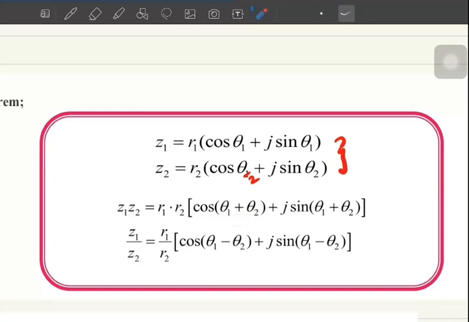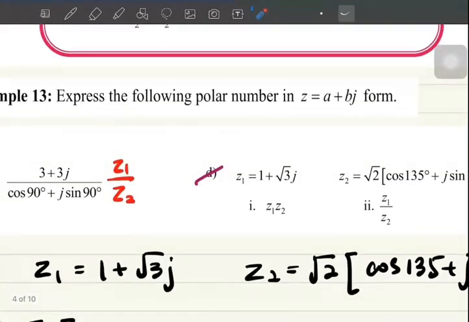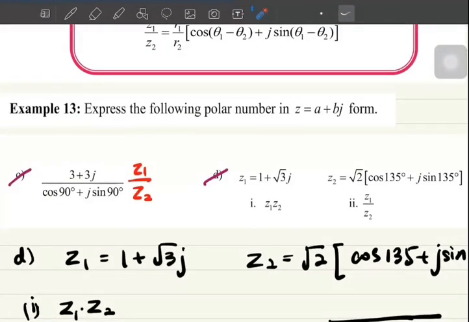And if you want to find Z1 over Z2, for the modulus part, it should be R1 over R2. So the theta will be theta 1 minus theta 2 plus J sin theta 1 minus theta 2. But if you look at our question D, we have a problem, we cannot directly apply the theorem. Why? Because your Z1 is in general form. Your Z2 is in polar form.